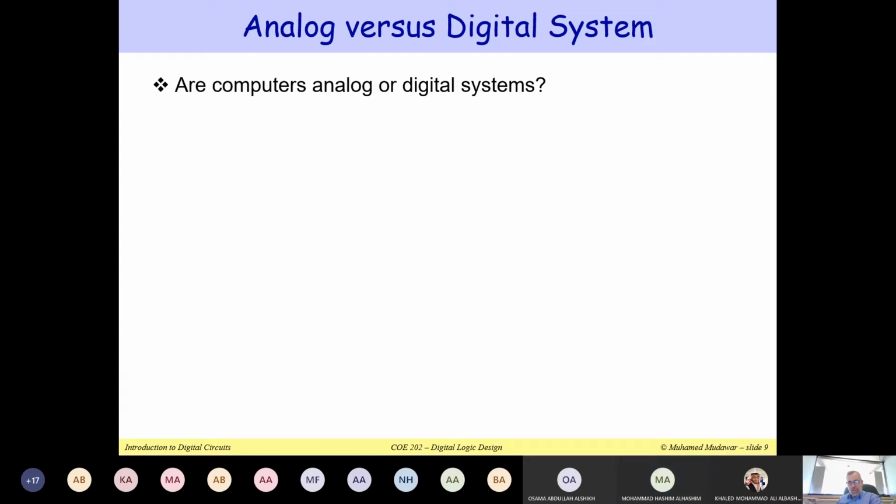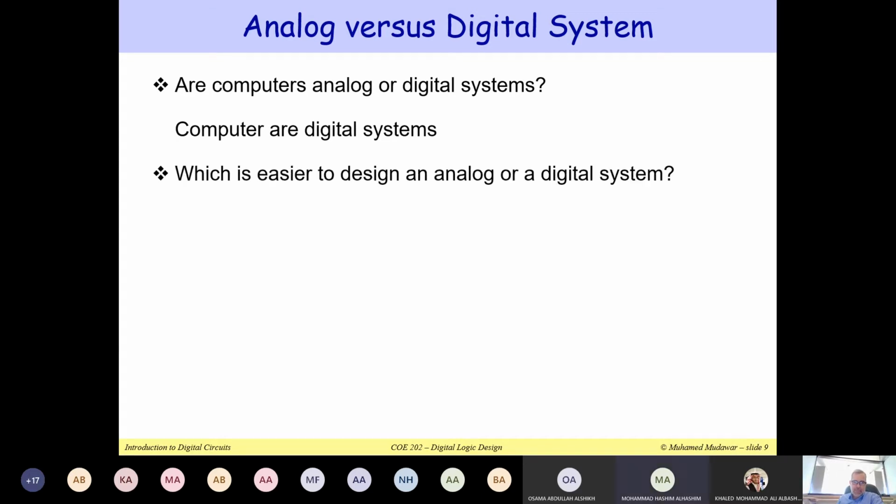Are computers analog or digital systems? What do you say? Digital. Yes, of course, digital. Everything is represented inside a computer system. It's represented with digits. Yes, it is actually a digital system. So computers are digital systems.